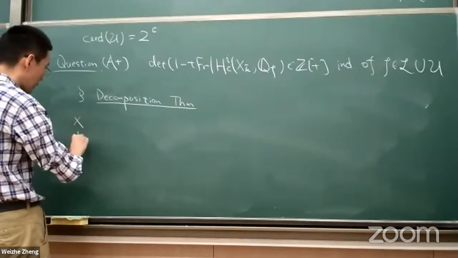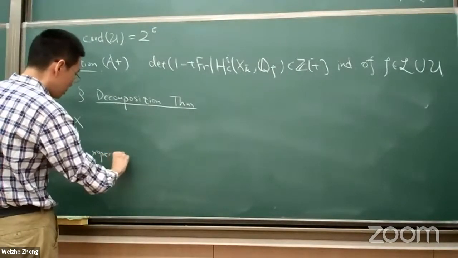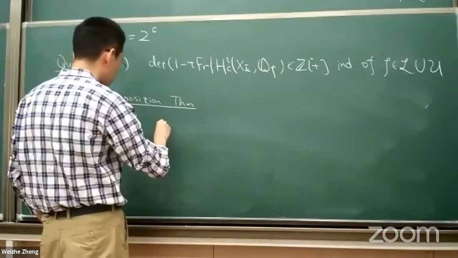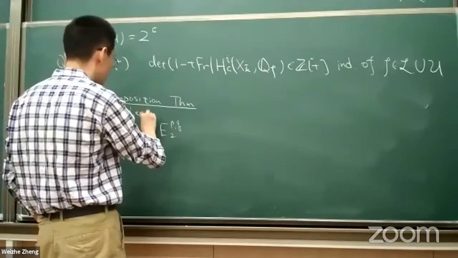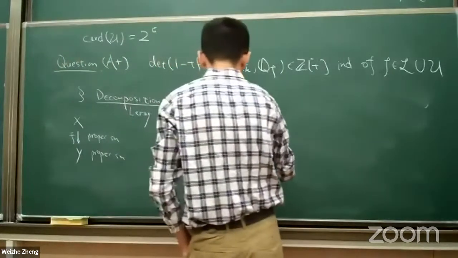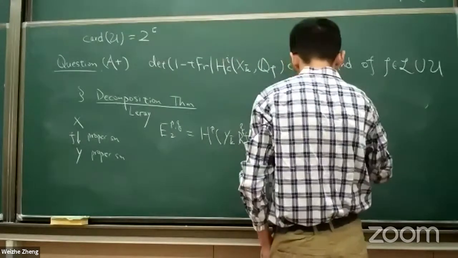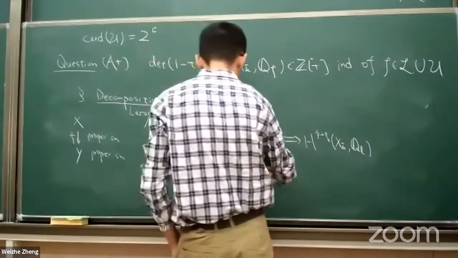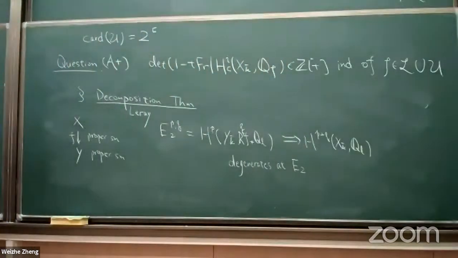So we just take f from X to Y. They are both, let's say, proper and smooth, and the morphism is also proper and smooth over a field. One of the manifestations of the decomposition theorem is when we consider the Leray spectral sequence: E2 to the p,q equals H^p(Y, R^q f lower star Q_l) converging to H^(p+q)(X bar, Q_l). And because of weight theory, you know that this degenerates on the E2 page.